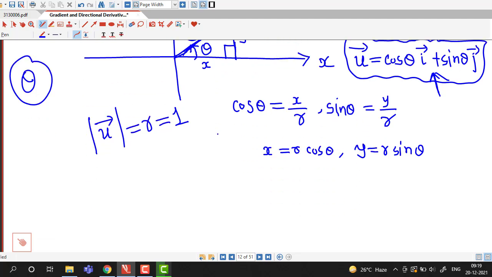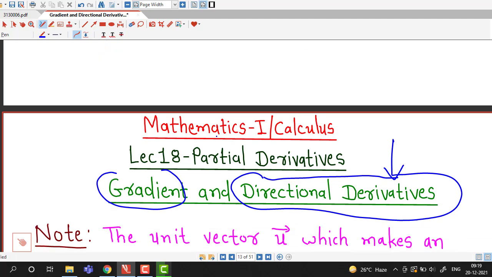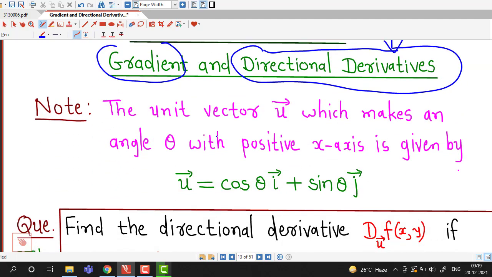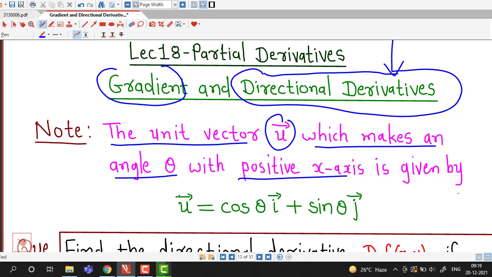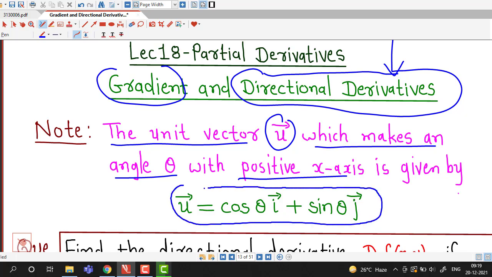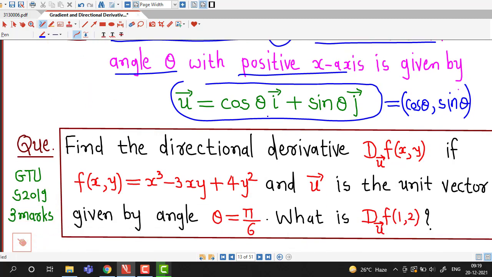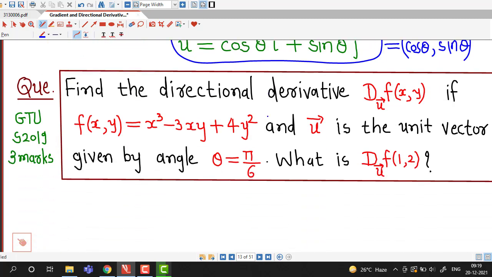So with this in mind, we try to complete today's problem. Here I have written this note: the unit vector u bar which makes an angle theta with the positive x axis is given by u bar equal to cos theta i plus sin theta j, or we can write it as an ordered pair (cos theta, sin theta). So with this in mind, we try to complete this problem.